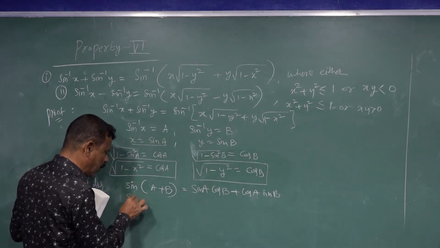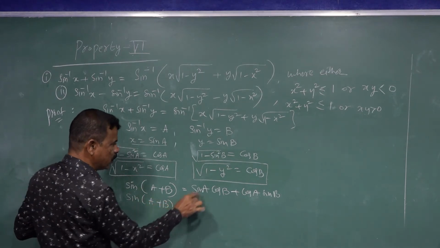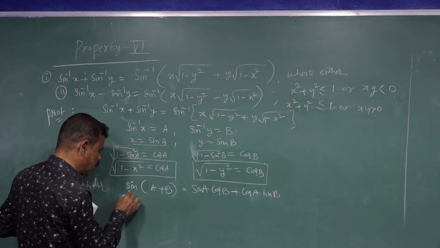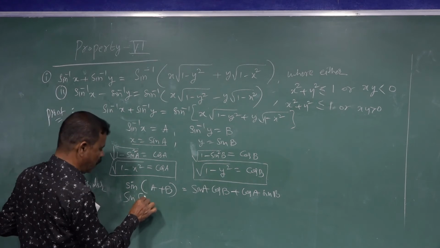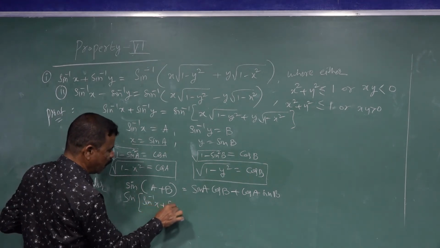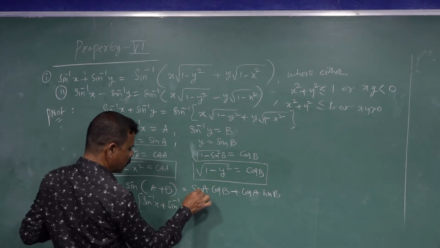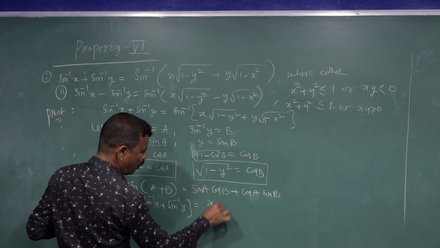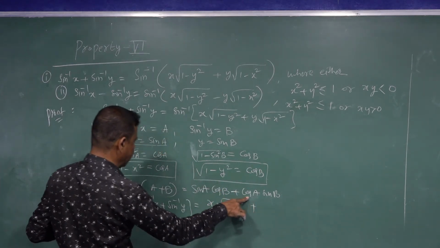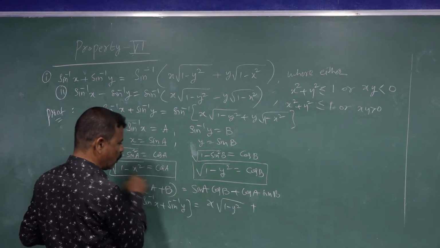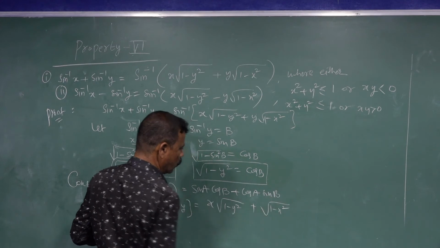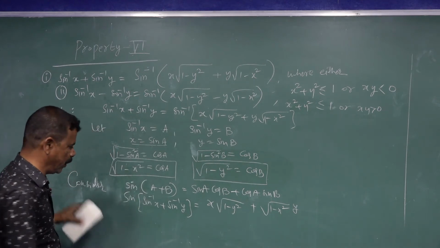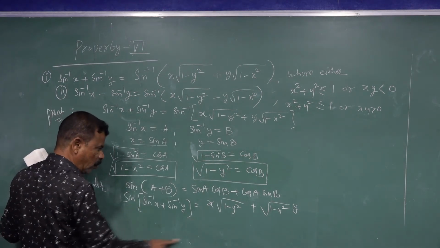So now sin A plus B is equal to sin A cos B plus cos A sin B, where A is sin inverse x and B is sin inverse y. So sin A is x, cos B is the square root of 1 minus y square, plus cos A is the square root of 1 minus x square, and sin B is y. Substitution only. Then the sin is sent to the right side.